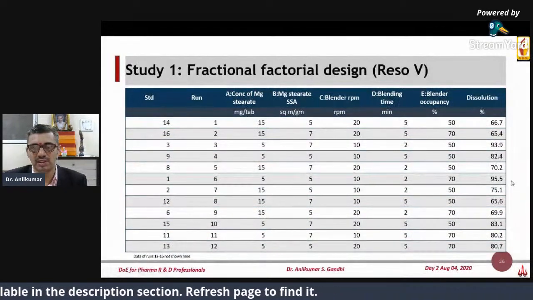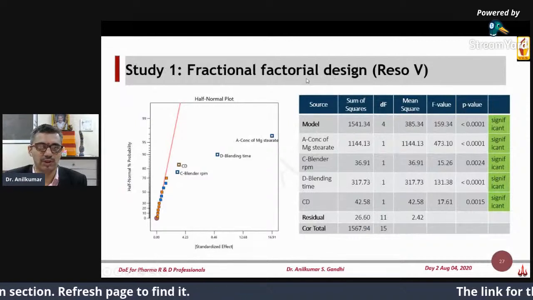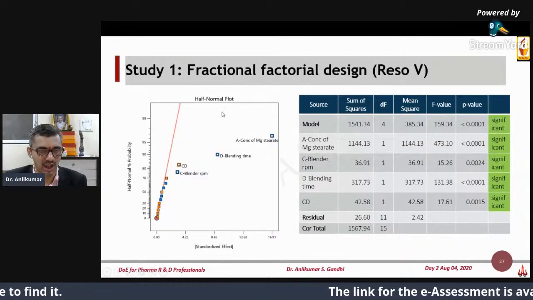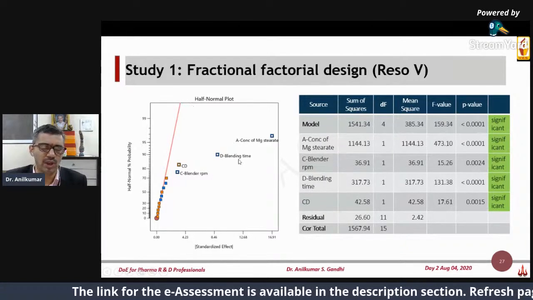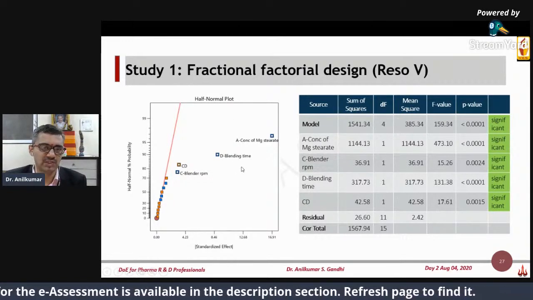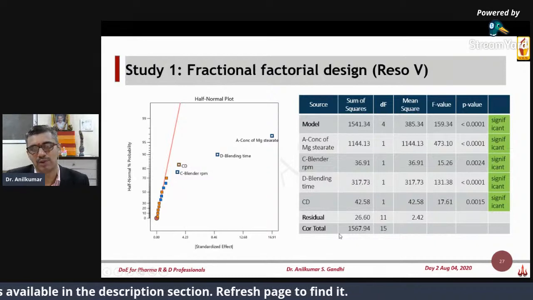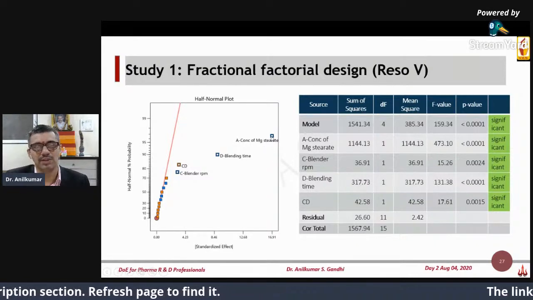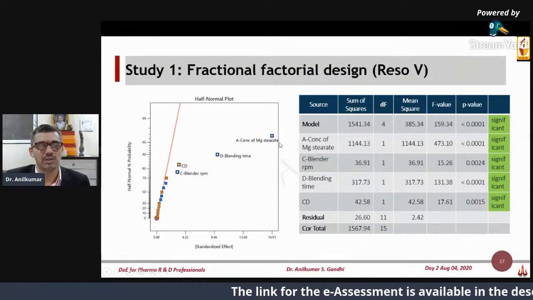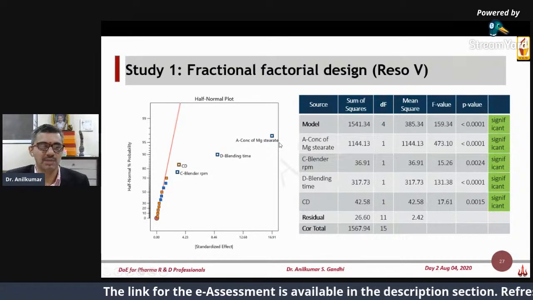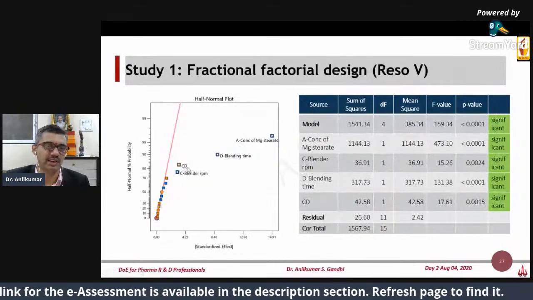Now, after we feed in the data, what we see first is the factorial design, half normal plot, and we see the ANOVA table. Of course, we can see Pareto, but Pareto and half normal give the same results, so I've included only half normal here. As you are seeing here, the effects which are away from the red trend line are A, concentration, B, blending times, and then you see here the interaction.